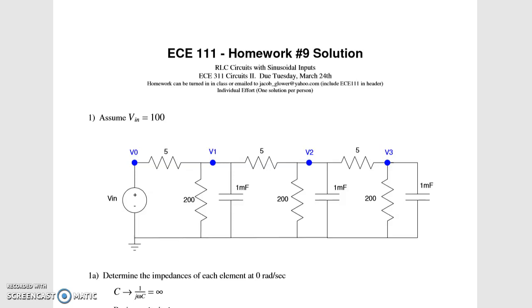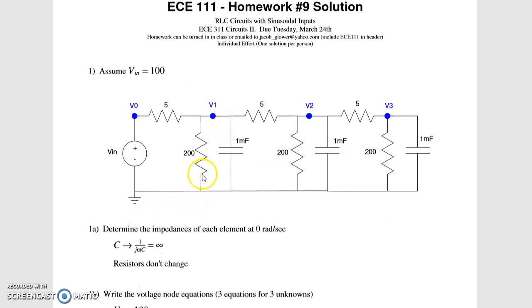The solutions to homework set number 9 for ECE111 are as follows. On the first problem, we want to solve the following RC circuit when the input is constant, 100 volts. The first trick is convert everything to phasors.